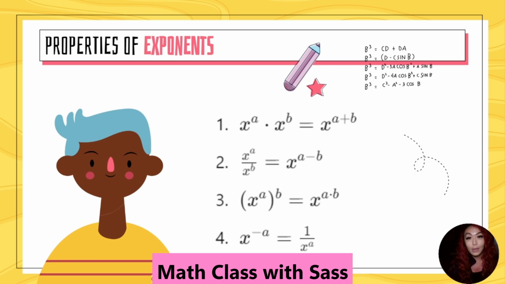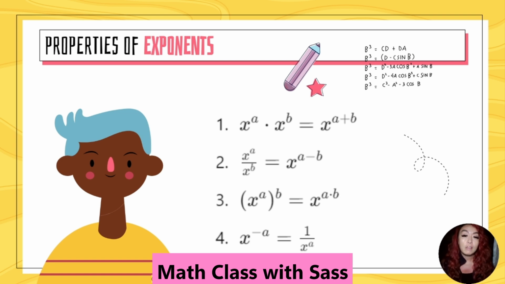So the second rule we have here is the quotient rule of exponents. X to the a over x to the b is x to the a minus b. So when you're dividing terms with the same base and different exponents, you keep the base, you keep your variable, and you subtract the exponents.